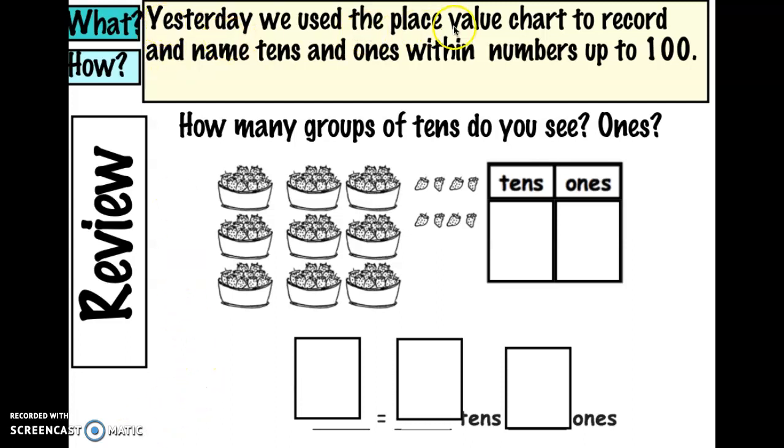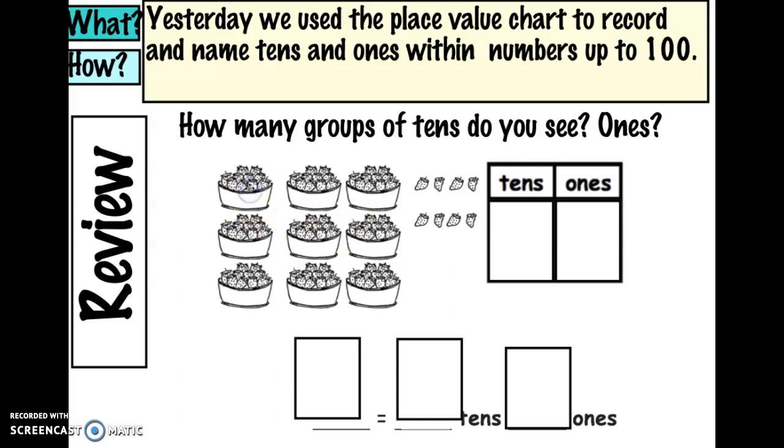Yesterday we used the place value chart to record and name tens and ones within numbers up to 100. Let's do a little review. Let me see. How many groups of tens do you see? How many ones?